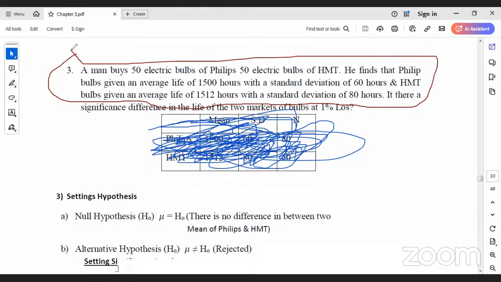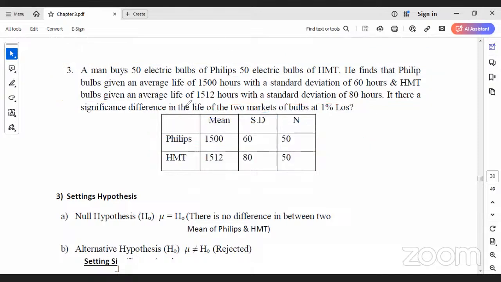If it is given in this way, what you have to do is draw a table and simply write Philips, HMT, mean, standard deviation, then N. These are the values we got from the theoretical part of the question paper. That is 1500, 1512, then 60, then 80, then 50, 50. Okay. So for you, it is very easy to do the problem now.